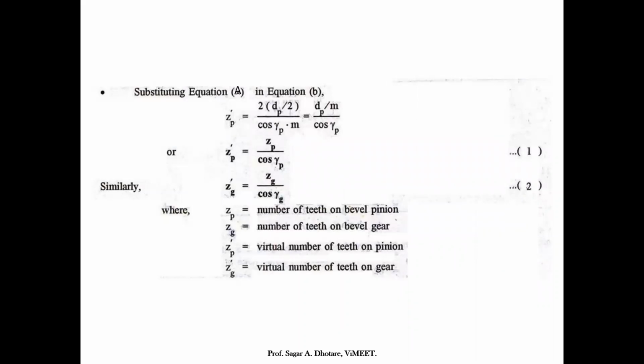So substituting the values of R and M, we get zp dash is equal to zp, the actual number of teeth on a pinion when we consider it as a spur, divided by cos of gamma p, where zp dash is the number of formative teeth and zp is the minimum number of teeth on a bevel pinion. So from this equation, we can find out the minimum number of teeth on a bevel gear.